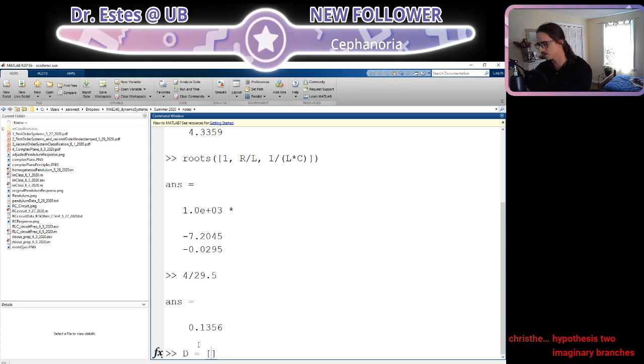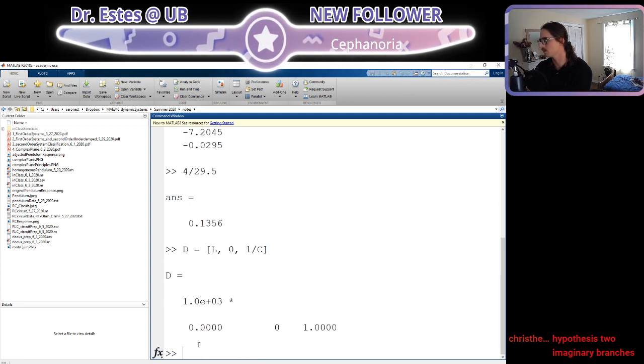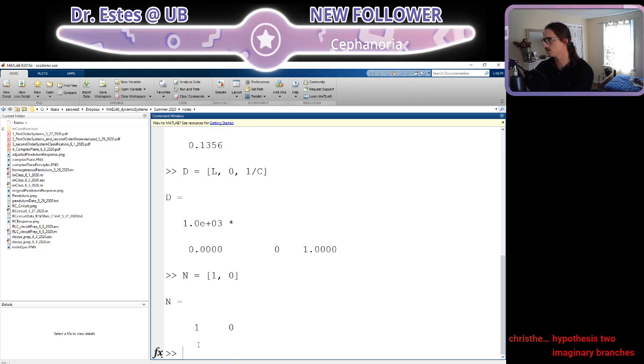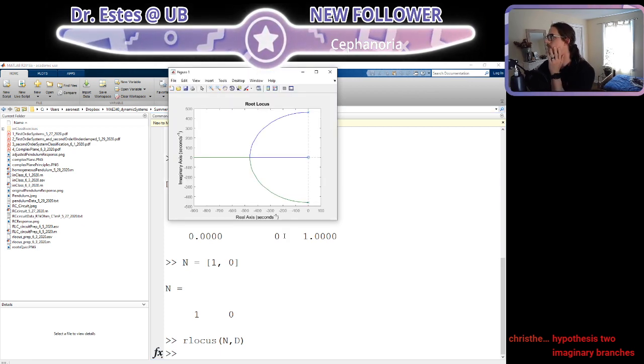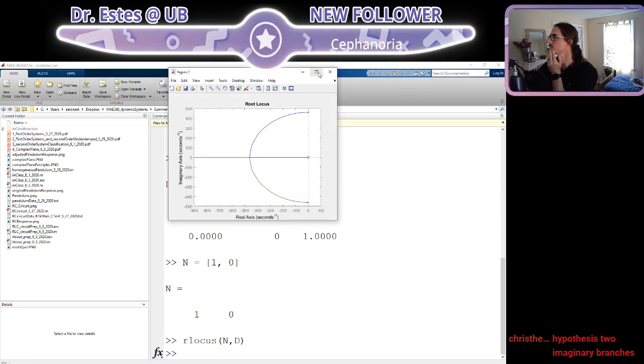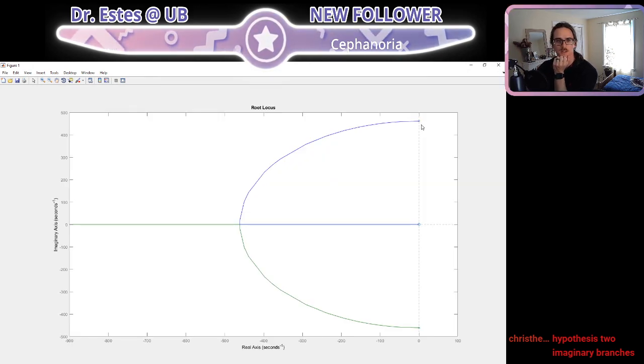So we're going to have D equal to L, 0, 1 divided by C. N is equal to 1, 0. And this is how we make the root locus. You use the command rlocus, and then you just go N and D. Done. Let's make this bigger. Ooh, we do have 2 branches.